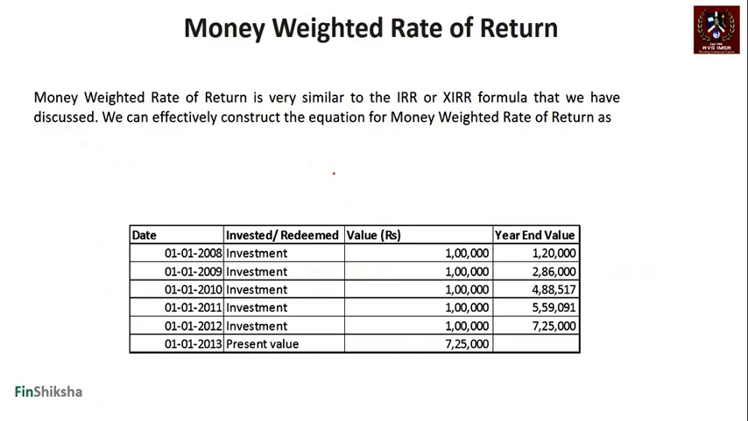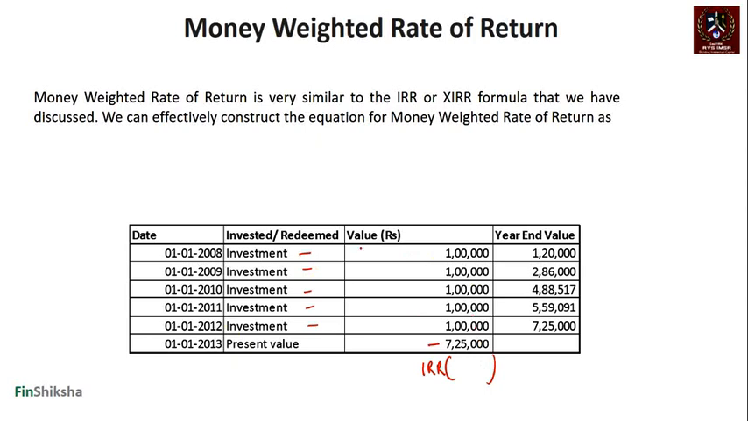It's very similar to the IRR or XIRR formula that we discussed. We can effectively construct the equation for money weighted rate of return as given. So let's assume there is this portfolio where there are investments that a particular client has done over 5 years, regular investments, and then the current value is this one. Right. So under the IRR formula, you either put this as negative and everything else is positive, or everything else is negative and this is positive, and you should be able to calculate the IRR for all these set of cash flows.